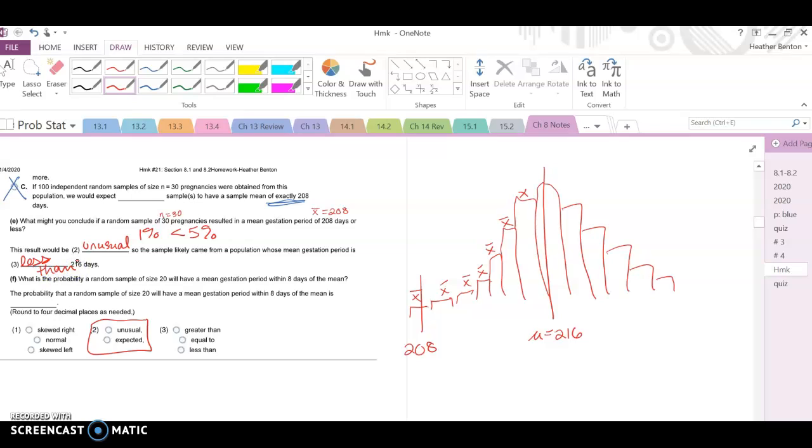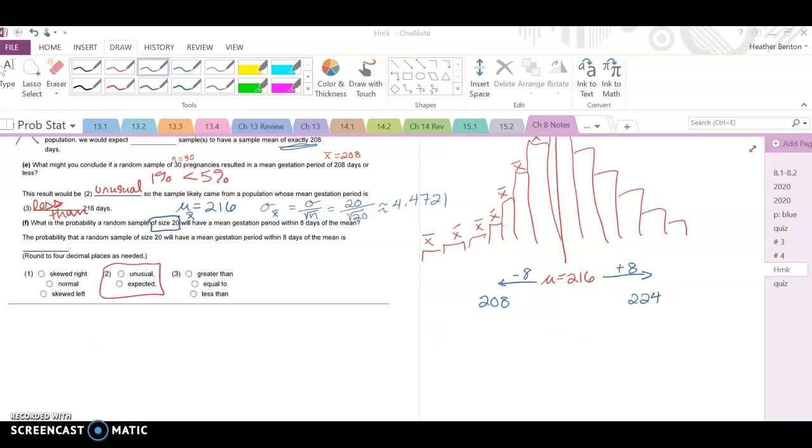All right, and then in part F, what is the probability a sample size of 20 will have a mean gestation period within 8 days of the mean? So, okay, in part F, again, we've changed our sample size to 20. So that means our mean is going to stay the same, but our standard deviation is going to change again because we've changed our sample size again. So that 20 on top stays the same, but the square root of 20, this time coming from here, I went ahead and calculated that out to be 4.4721. So we'll need that.